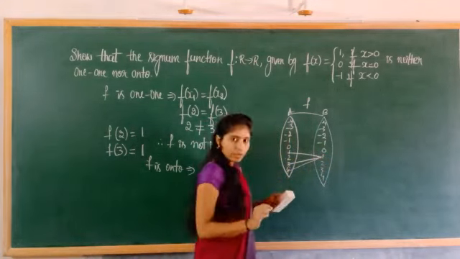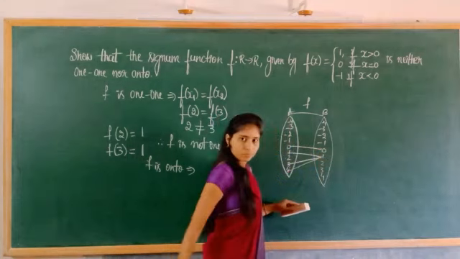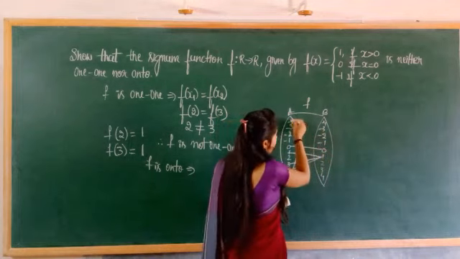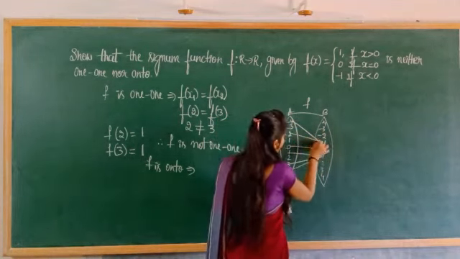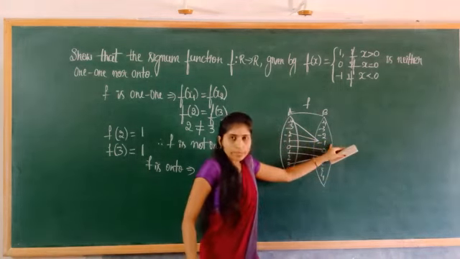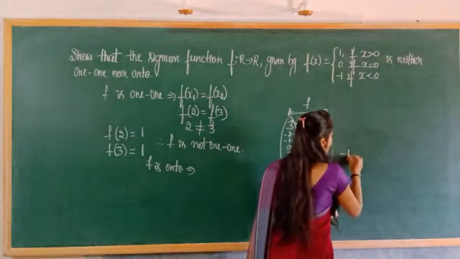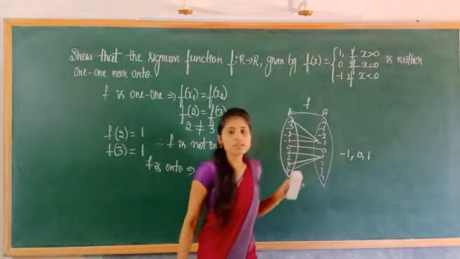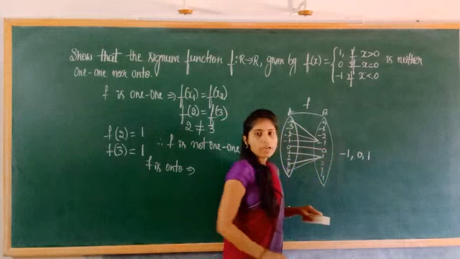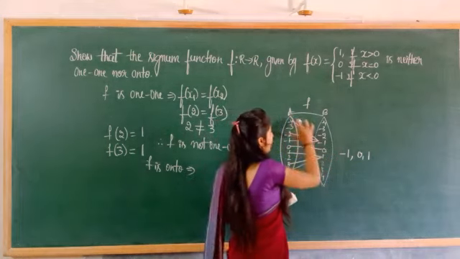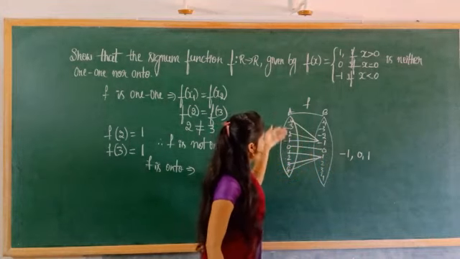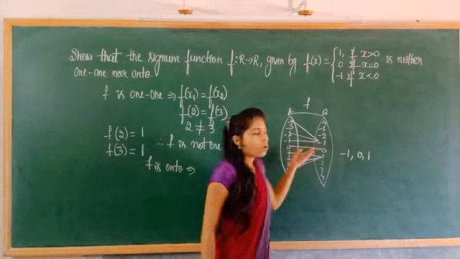X is equal to 0 means 0 is related to 0. Okay. If x is less than 0, you take any value, minus 4, minus 2, it's all related to minus 1. Here in the codomain, we are using only 3 values, minus 1, 0, 1. X is greater than 0 means related to 1. X is equal to 0 means 0. X is less than 0 means all values are related to minus 1 only. So here, can I say more than one element has the same image. So this is not a 1-1 function.